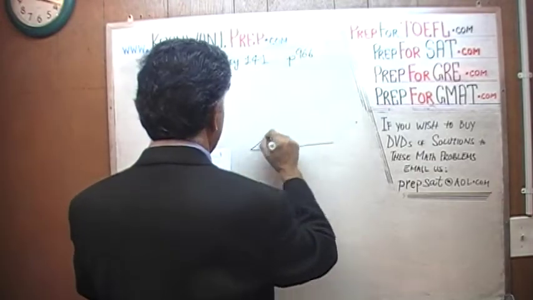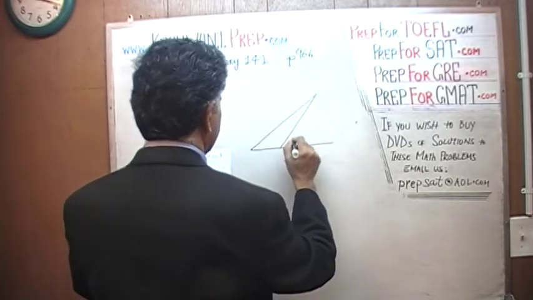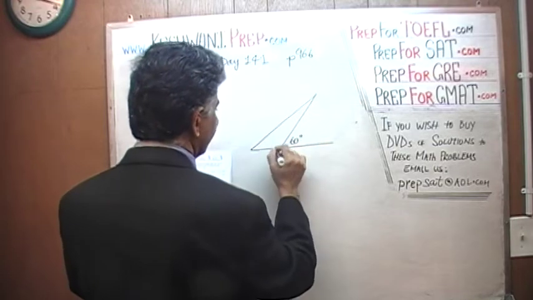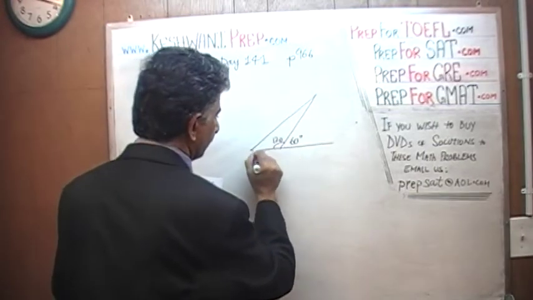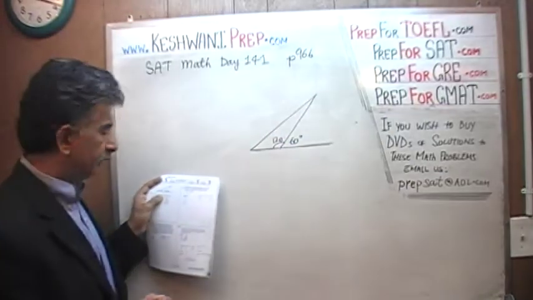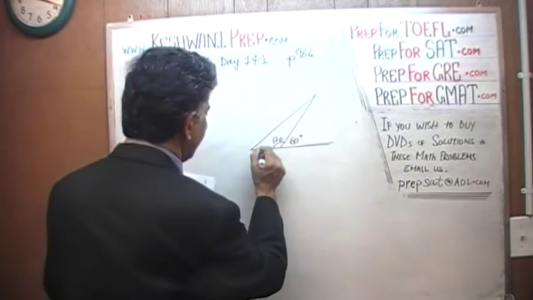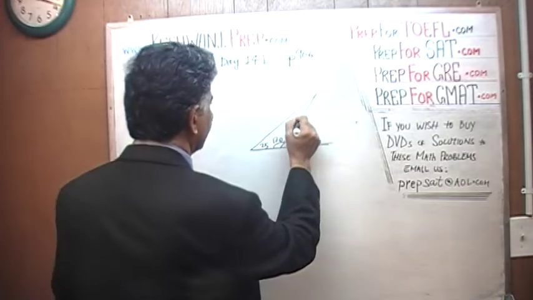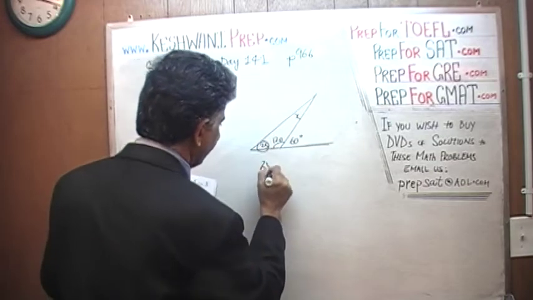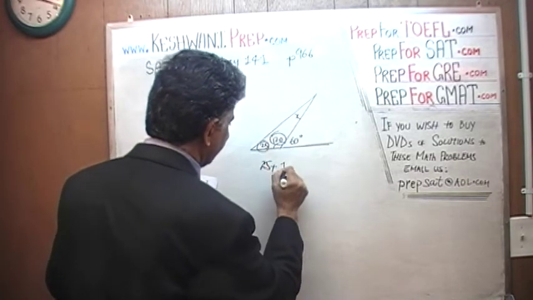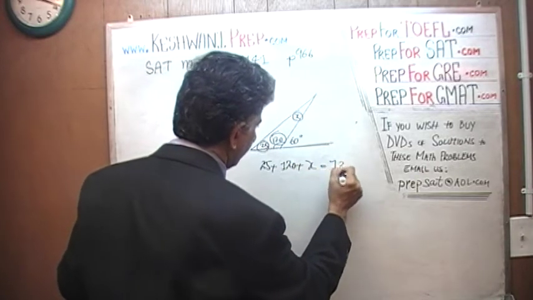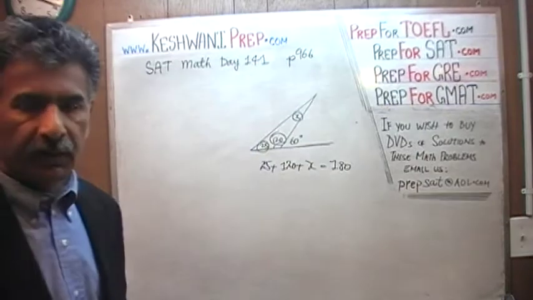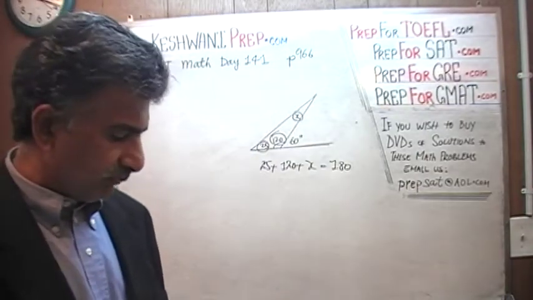Here we're given a triangle and we are told that this angle is 60. Well, if this is 60, this inside angle would have to be 120 because a straight line makes 180 degrees. And this we are told is 25 and this we are told is x. And therefore 25 plus 120 plus x must equal 180, because the sum of the angles in a triangle is 180, and they're looking for the value of x.